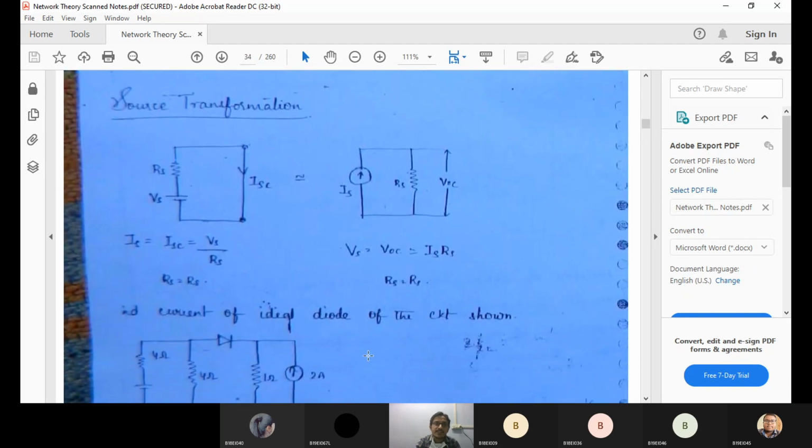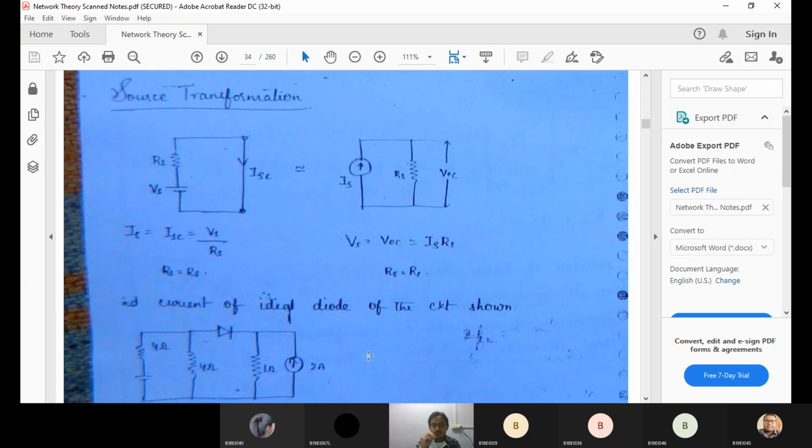Okay. Next technique, we'll go to the source transformation. This is a very beautiful technique, really helpful, as we have already seen. As we have already seen regarding the sources, your voltage sources and current sources, this is one of the useful techniques to solve in the network reduction, in the network solving.